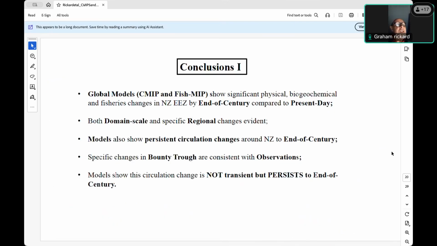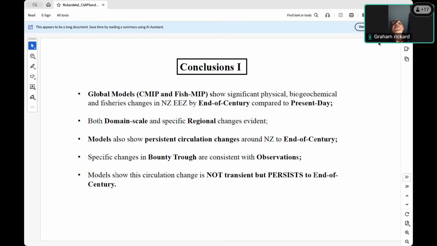So this just reiterates what I said before about the changes. Many of the changes are consistent with changes that other people see in all the models around the New Zealand region. But like I say, the thing that was a surprise to us and the thing that popped up is this very specific circulation change at the scales of Bounty Trough. But interestingly, which led to the paper that we first published, the Bounty Trough changes are actually consistent with the observations, which was again a surprise to us.